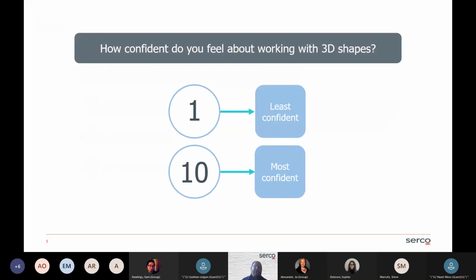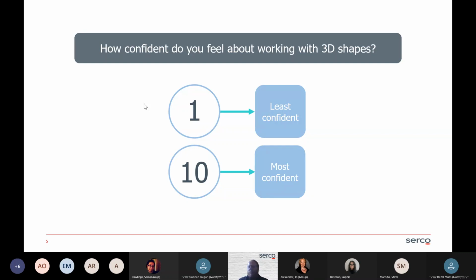As I always do, just have a think about how confident you feel about working with 3D shapes. If you were asked to work out the volume of a cylinder or the surface area of a prism, something like that, how confident would you be on that? 1 to 10, 1 being lowest, 10 being highest. And don't worry, if you're really confident, that's great. You're welcome to do some revision. If you're not confident, that's what we're here for.